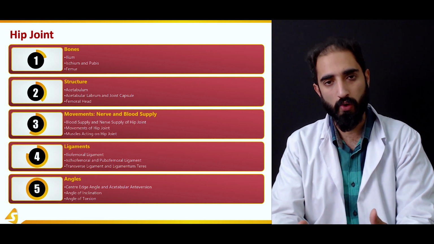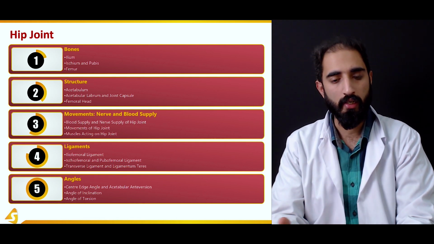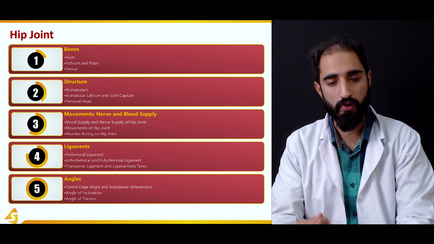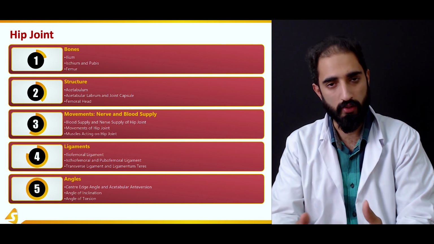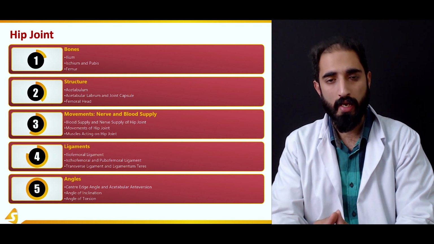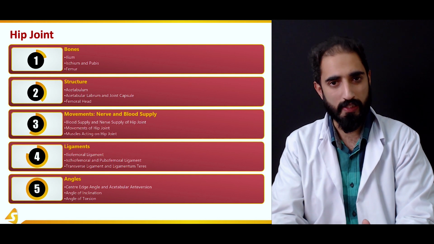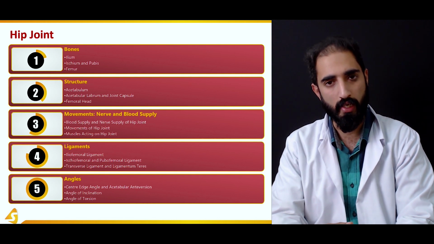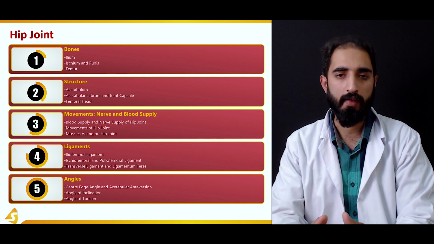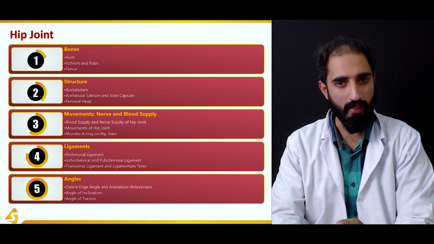Talking about the ligaments, we're going to take a look at the ligaments of the hip joint, majorly those which are responsible for the stability of the hip joint, including the iliofemoral, ischiofemoral and pubofemoral ligaments, their structure and their function. As well, we're also going to take a look at the accessory ligaments, which are the transverse ligament and the ligamentum teres.